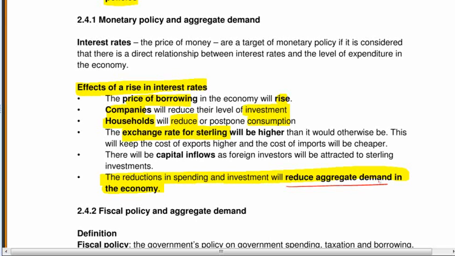So what will happen? That will tend to reduce demand pull inflation, which may well be the objective. The downside, of course, is that it may increase unemployment, it might reduce economic growth, and it might put us into a recession.